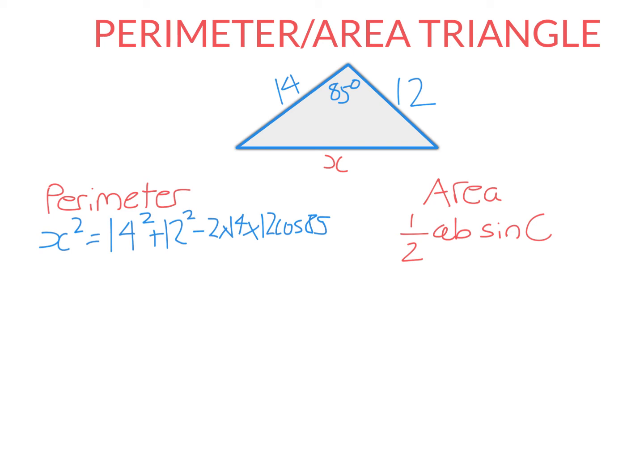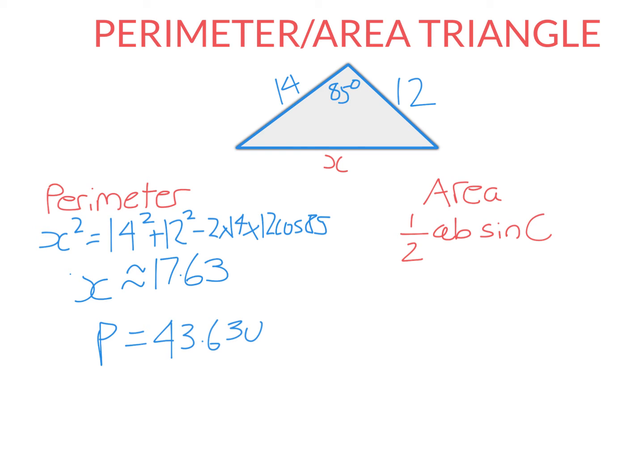So remember, the number you get there is actually x squared. Whatever number you get here in your calculator, you need to square root to find x. Doing that, we get x is about 17.63. So the perimeter of this triangle is simply 14 plus 12 plus 17.63, so it's about 43.63 units.